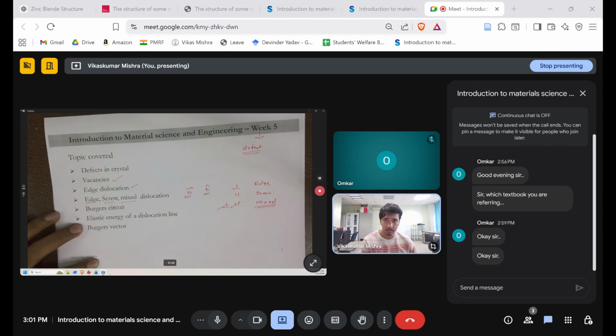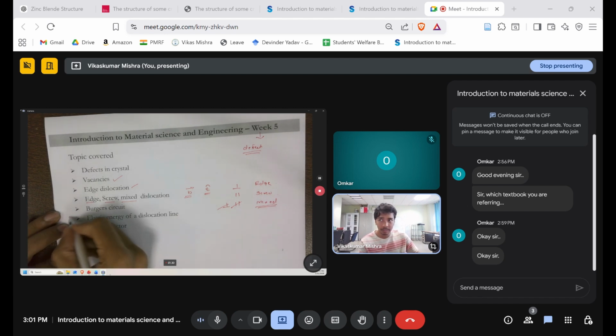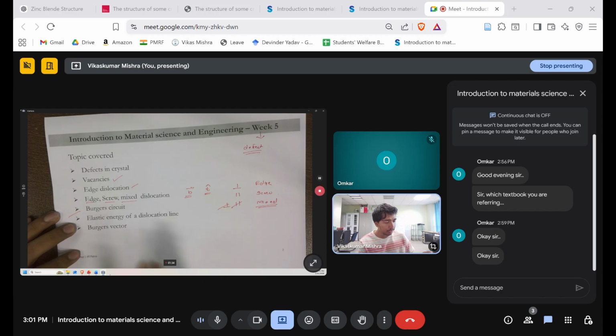Then we discussed the Burgers circuit, and later on we discussed the energy associated with the dislocation line. We formulated that the energy associated with the dislocation line can be given as half G b square. Here G is the shear modulus, and b is the Burgers vector. We can say this is the magnitude of the Burgers vector and we are squaring it. This is energy per unit length.